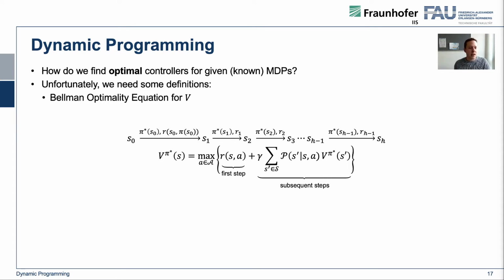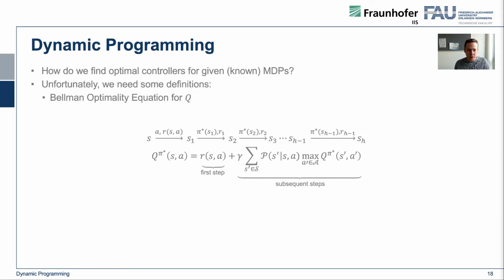However, what you see here is that we cannot solve it through matrix inversion, because we have a nonlinear operator, which is the max function, which means we cannot just easily invert a matrix and solve a system of linear equations. So we need other methods. Basically, we need iterative methods, and this is why we use dynamic programming to solve it. The Bellman optimality equation can also be defined for Q, as straightforwardly as we did it for V. However, it's still nonlinear because we have the max operator in here, and we also need an iterative method to solve it.